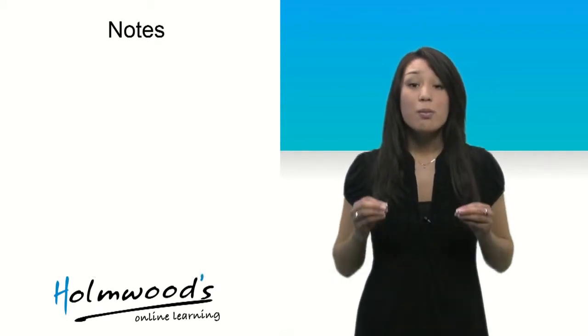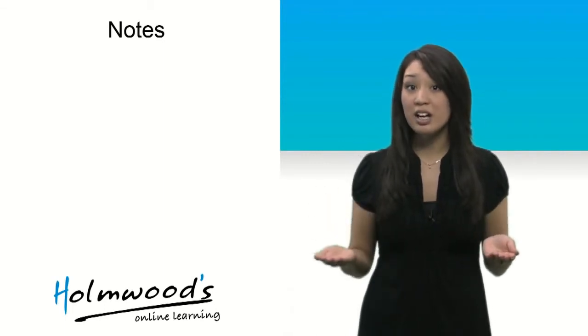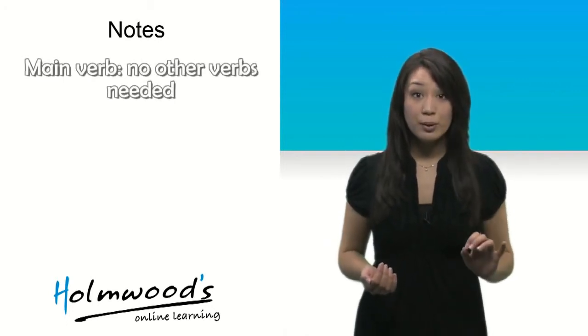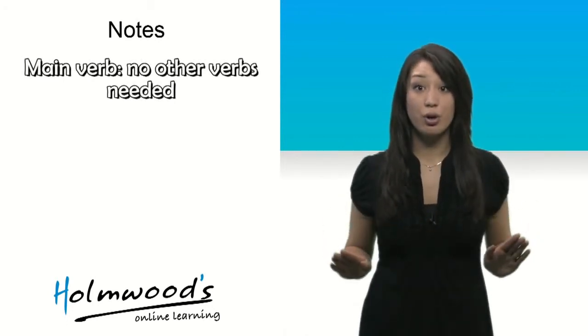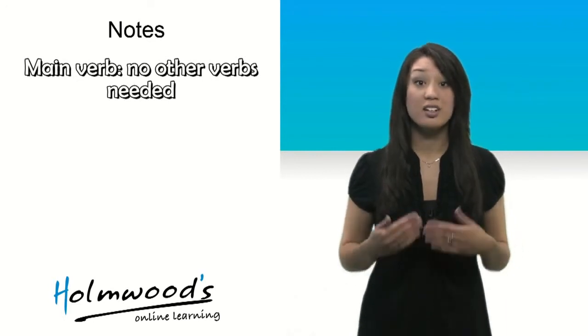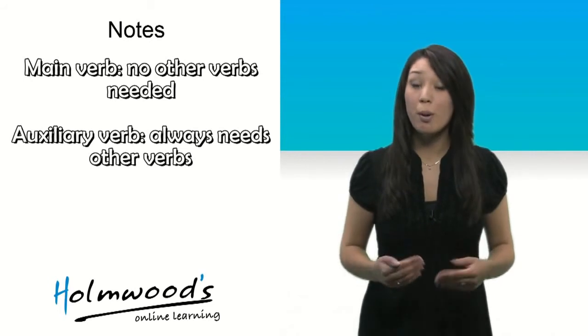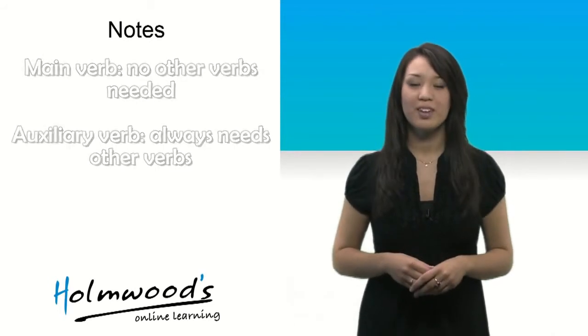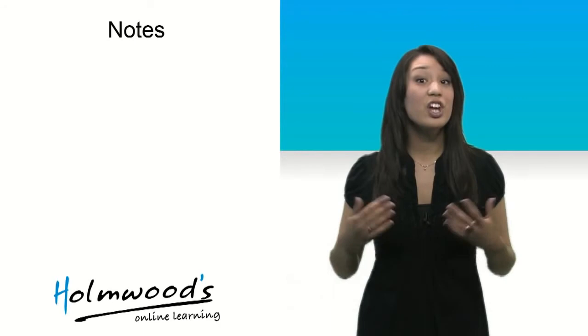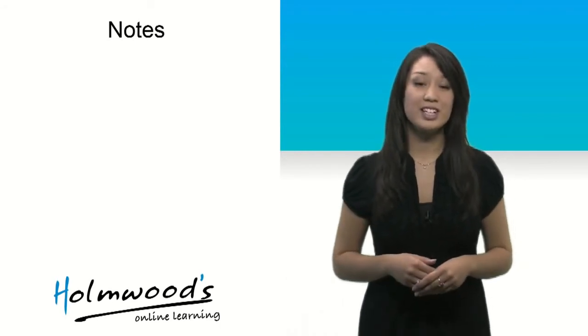Remember that the most important difference between a main verb and an auxiliary verb is this. You can use a main verb in a sentence without other verbs, but an auxiliary verb always needs another verb to form a proper sentence. I will come back later with another lesson on the use of the auxiliary verb.